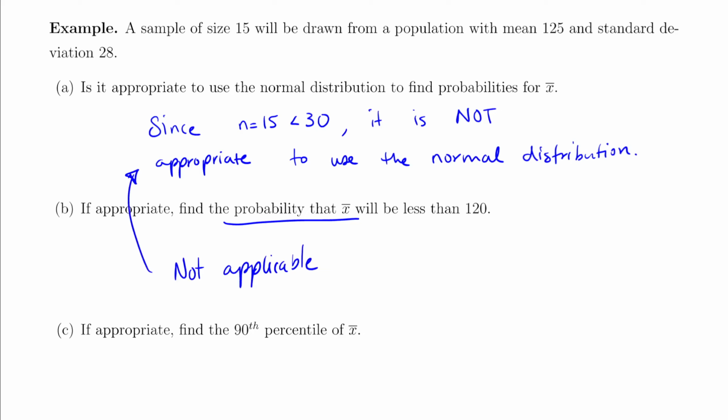And then similarly with C, we can't find the 90th percentile because that would involve going back to our standard normal chart. And if we can't assume our sample is normal, then we can't do this as well.